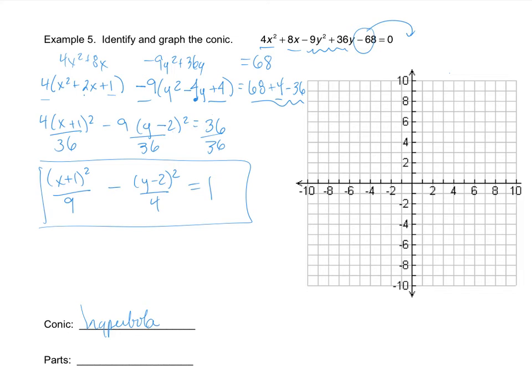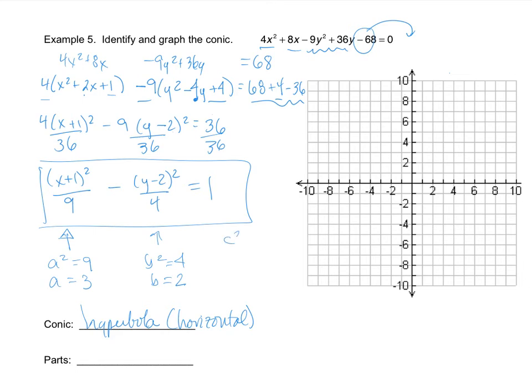Now, how is it oriented? Well, I look at my positive term. Since my positive term is x, I know it is horizontal. Now remember, the denominator of the positive term is a squared. It's not the larger number. In this case, it is larger, but it doesn't have to be. So a is 3, b squared is 4, so b is 2.